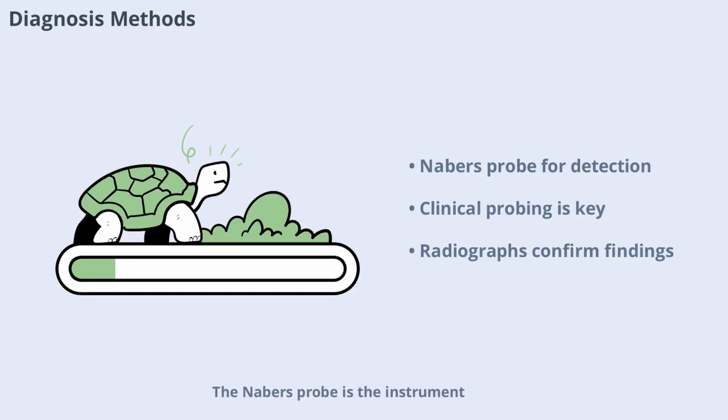The Nabers probe is the instrument of choice for detecting furcation involvement clinically. While radiographs can provide supportive evidence, they may not always reveal the full extent of bone loss in the furcation area. Therefore, clinical probing is considered more reliable. Early and precise diagnosis allows for timely intervention, which can significantly improve the prognosis of the affected tooth.